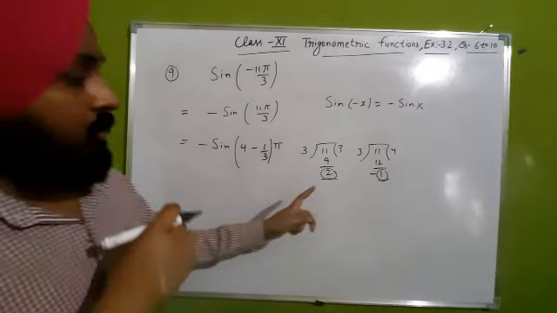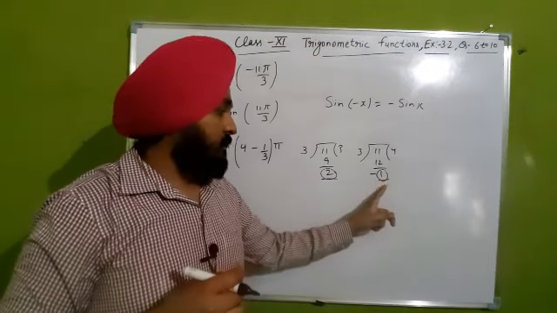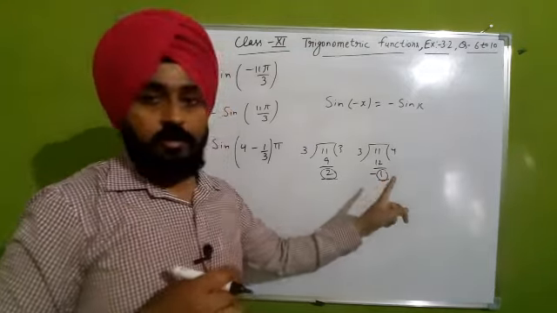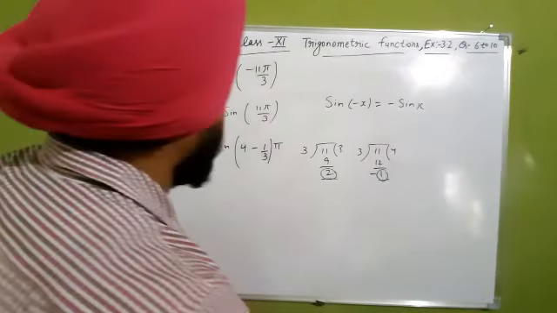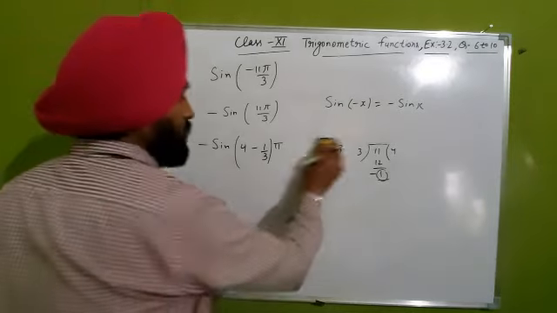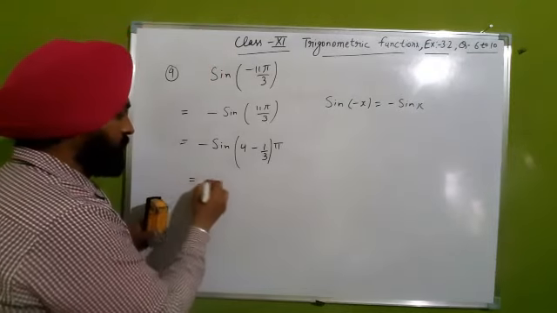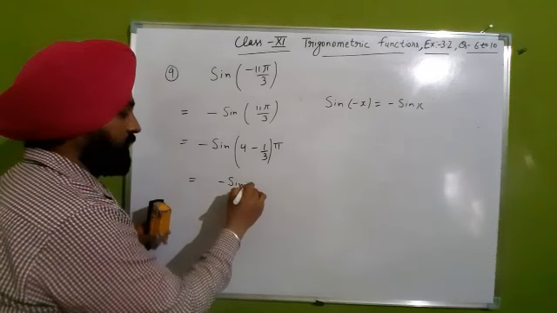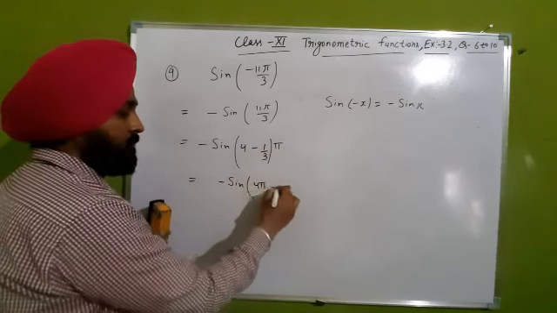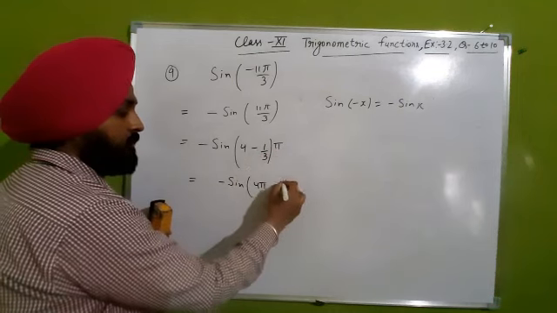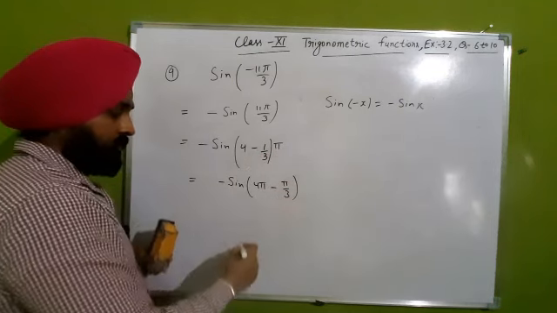Keep in mind, always go for the division algorithm which has the smaller remainder. You can ignore the sign there. Clear? So 4 minus 1 over 3 into pi. In the next step, it will be minus sine of 4 multiplied with pi, 4 pi minus 1 over 3 pi, pi over 3. Clear?